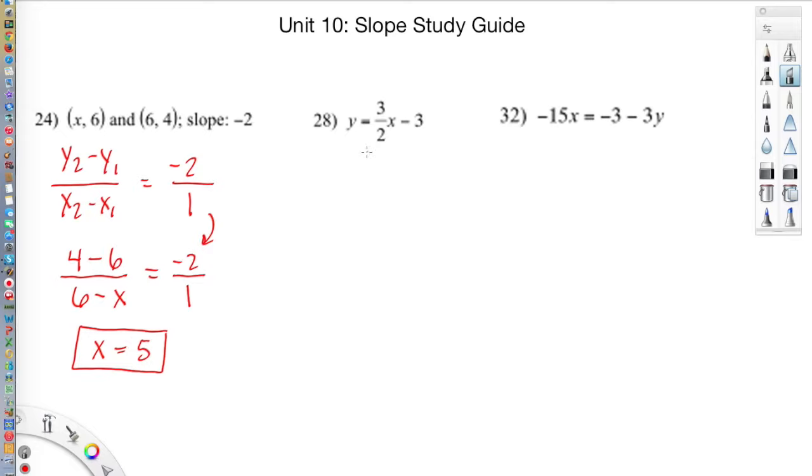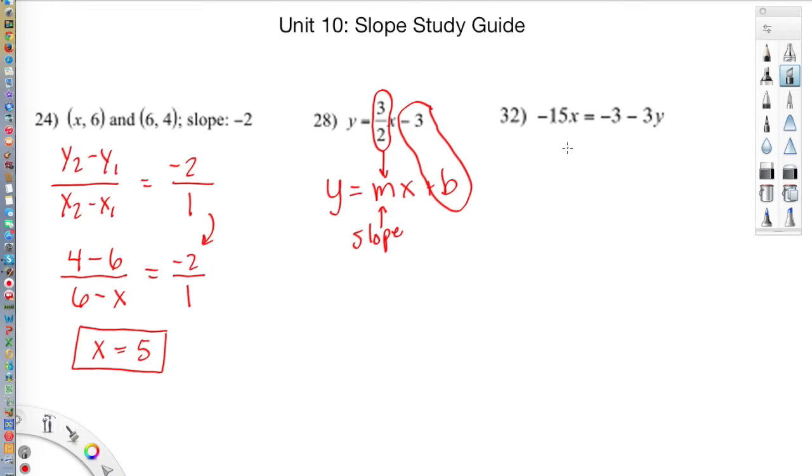Number 28, okay, it says circle the slope m and draw a box around the y-intercept, which we refer to as b, of each line. Okay, well, that's easy enough. Our slope is right there because we know that y is equal to mx plus b. So right there's our slope. And then in the b spot, or y-intercept, is negative 3. We can even just go like that.